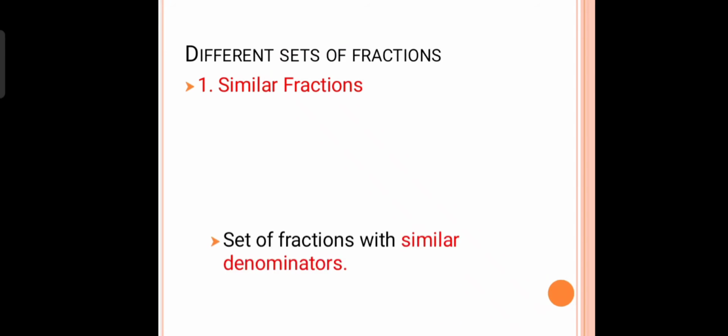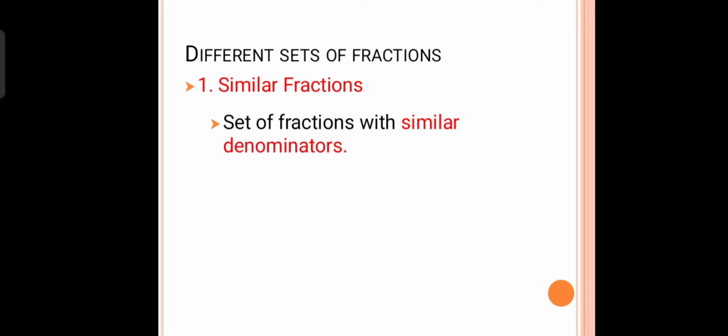Now, let us also study the different sets of fractions. What are the different sets of fractions? We have here number 1, similar fractions. What do you mean by similar fractions? It is a set of fractions with similar denominators. Take note, similar or the same denominators. Look at this example, 2/3, 4/3, and 1/3. Look at this set of fractions.